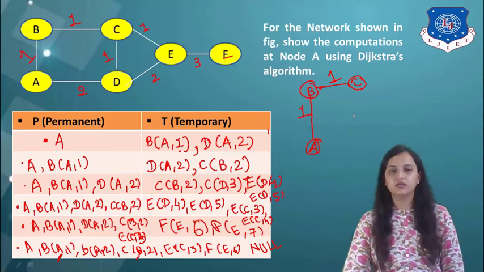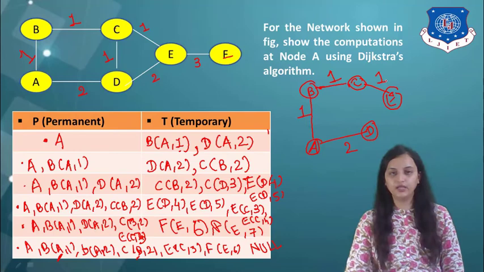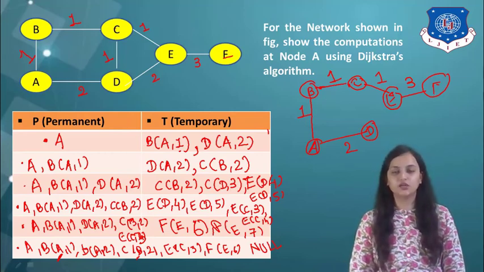Now next is DA2. That means we are reaching D from A with the value 2. Then next is EC3. We are reaching E from C with the value 3. 1 plus 1 plus 1. And the last is F. The value is 6. That means 1 plus 1, 2, 2 plus 1, 3, plus 3, 6. So this is the shortest path we have obtained from this network using Dijkstra's algorithm.